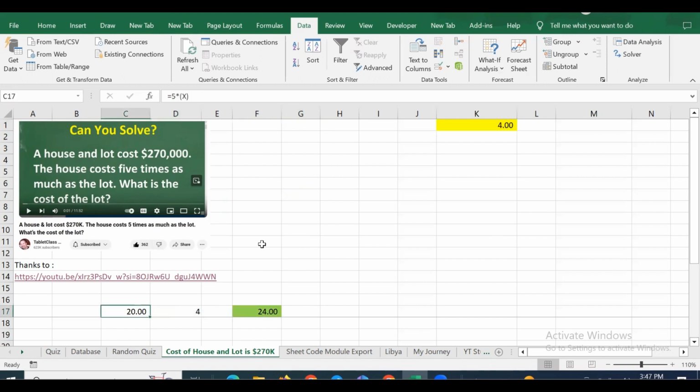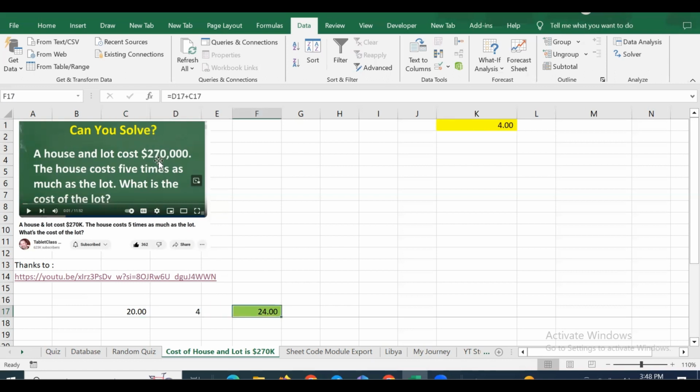So this is what we say: using the concept of variable, we have two variables. This is the variable x, and x is the cost of the lot, right? And 5 times x is the cost of the house. Adding these two gives this total cost.